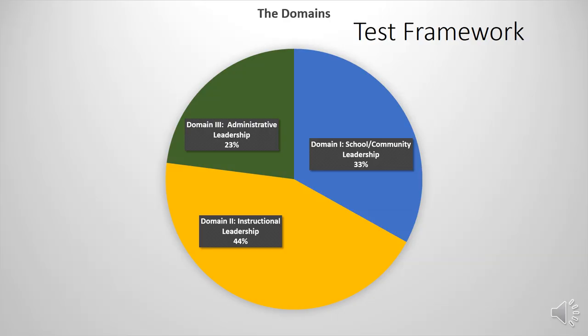The official exam and the practice exam are broken up into three major pieces. Domain two, which is 44% of the test, is about instructional leadership. Then you go to school and community leadership at 33% of the test, and of course administrative leadership is at 23%. It's slightly more under instructional leadership, and that's where the trend is going nationwide on the expectations for principals, that they become strong instructional leaders.